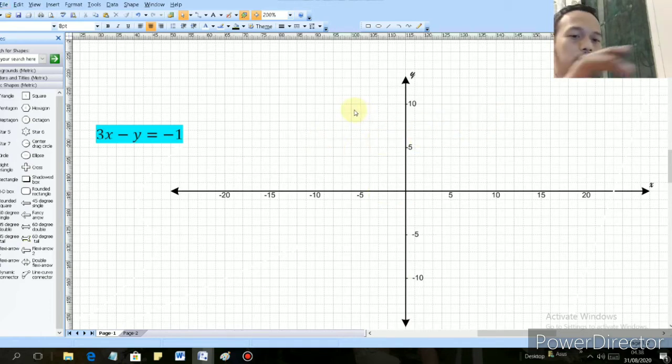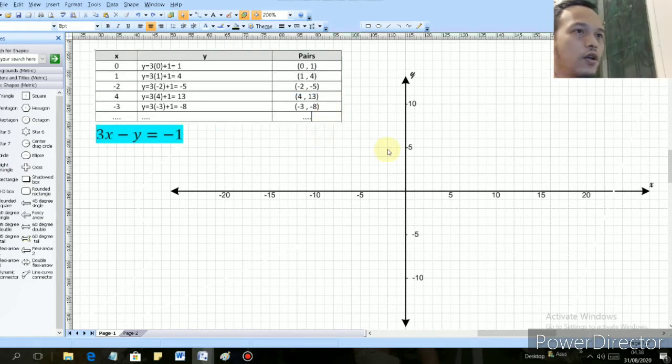Now let's plot this. I will present the pairs that we have found so far. So we have found 5 pairs.